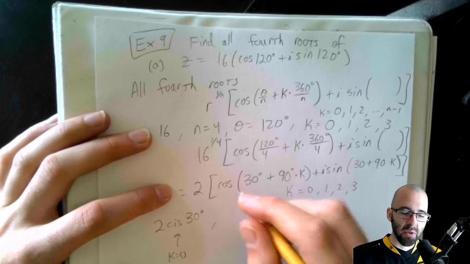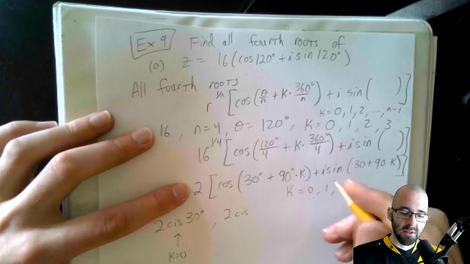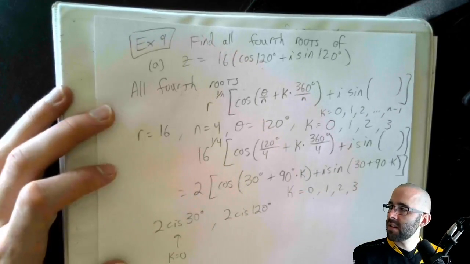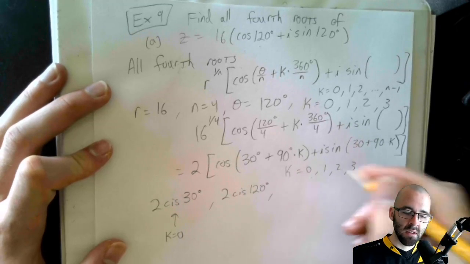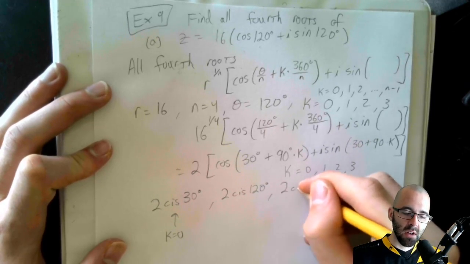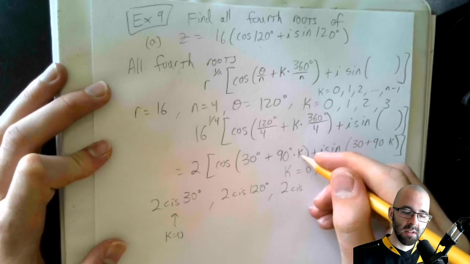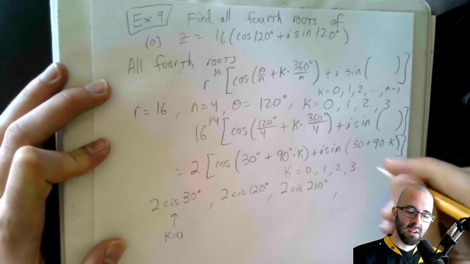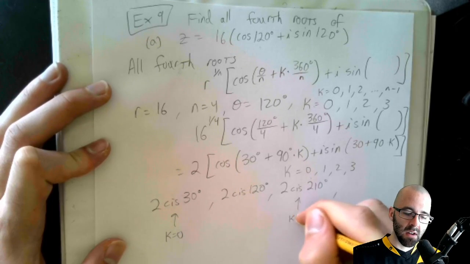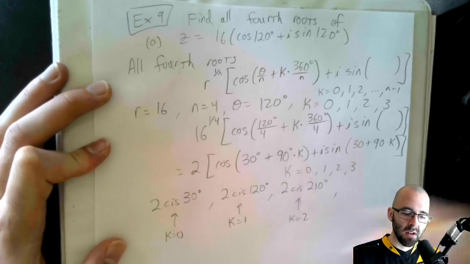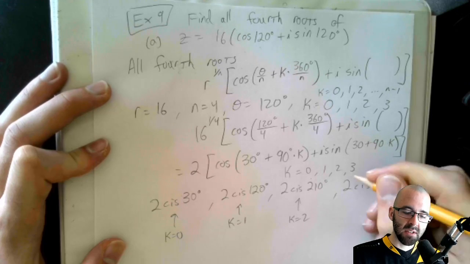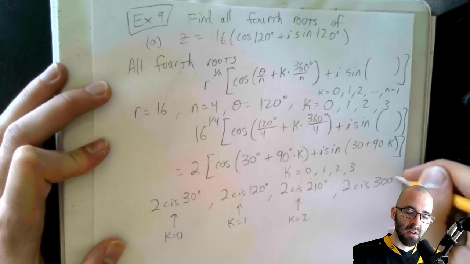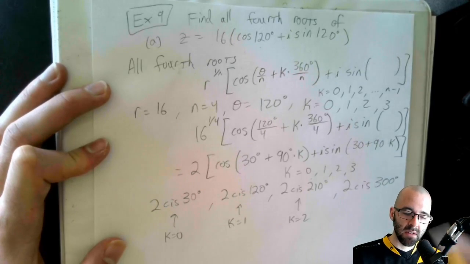When k is 1, what do we get? 2 cis, 30 plus 90 is 120 degrees. When k is 2, we get 2 cis 30 plus 180, 210. And the last one is going to be 2 cis when k is 3, 30 plus 270, 300 degrees.